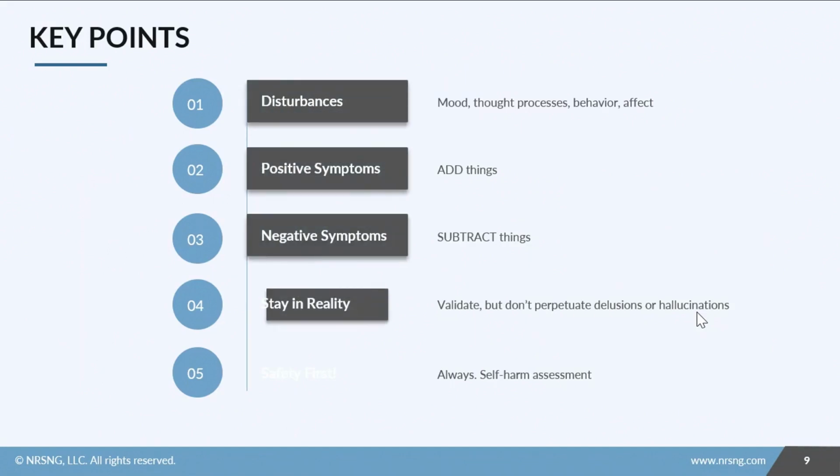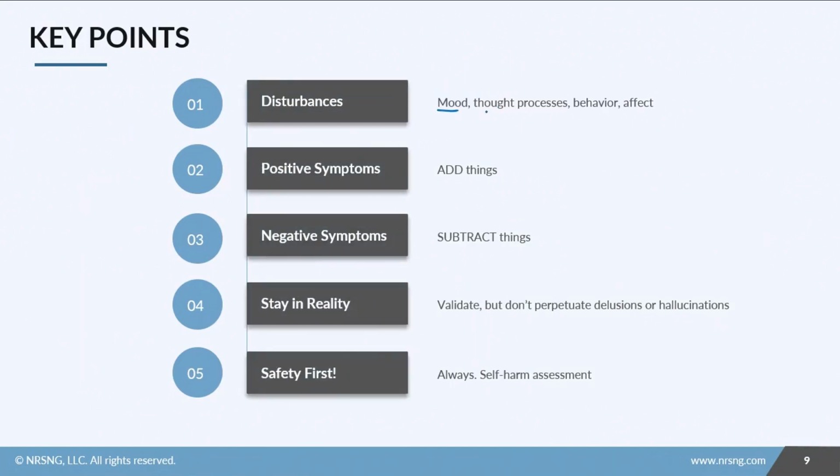So let's recap. Schizophrenia involves disturbances in mood, thought processes, behavior, and affect. They'll have positive symptoms, which add things to their cognition, like hallucinations, delusions, or bizarre behavior. And they'll have some negative symptoms that subtract things like a decreased emotional range or a loss of interest. We always want to stay in reality. We validate what they're feeling, but we don't perpetuate the delusions or the hallucinations. And then we always put safety first, do that self-harm assessment, and maintain that calm environment.